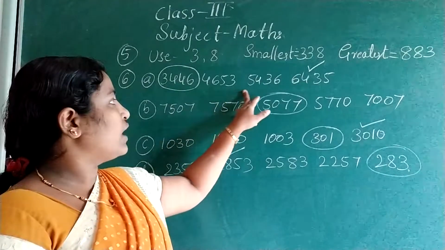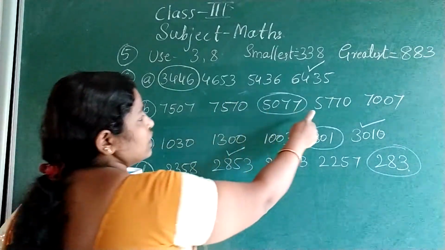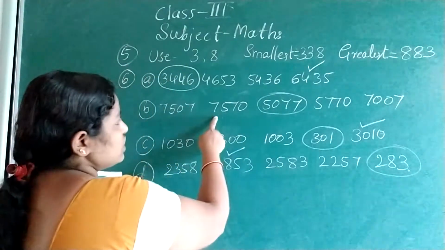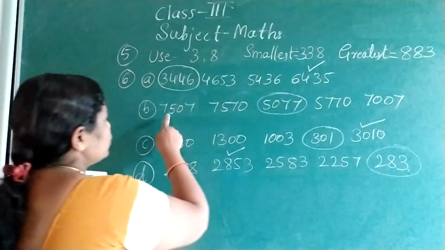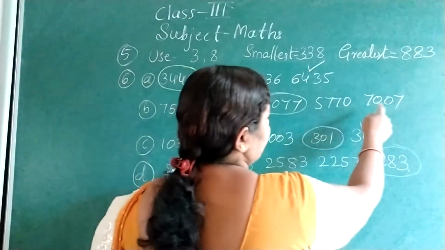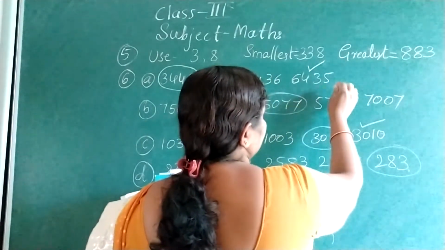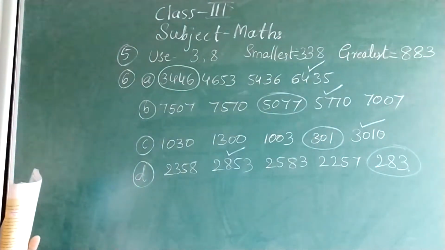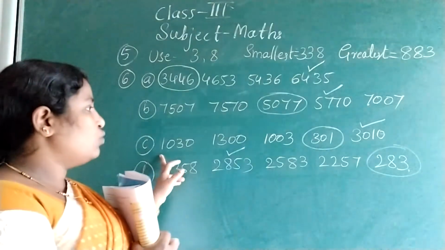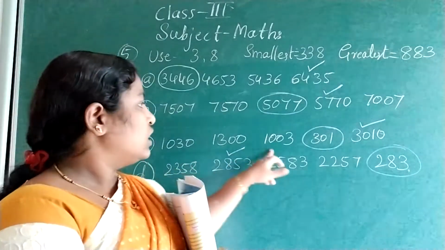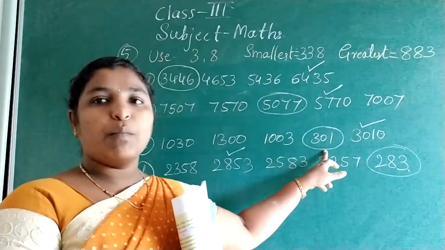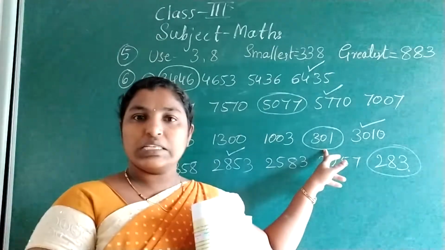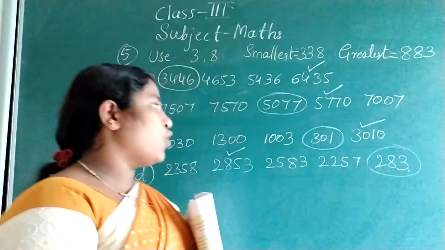No, this is wrong actually. See again, 5770. So 7000, 7000, 5000, 7000. So 500, 500, 700, 0. So this is the biggest one, 5770. Okay, now this is correct. Now check digit wise. So this is a 3-digit number. The number which has fewer digits than the others will be the smallest number. So 301 is the smallest number.